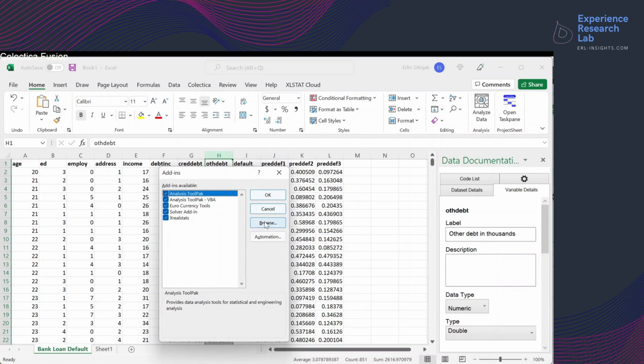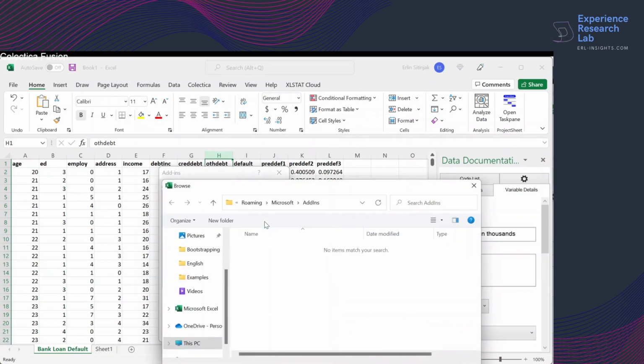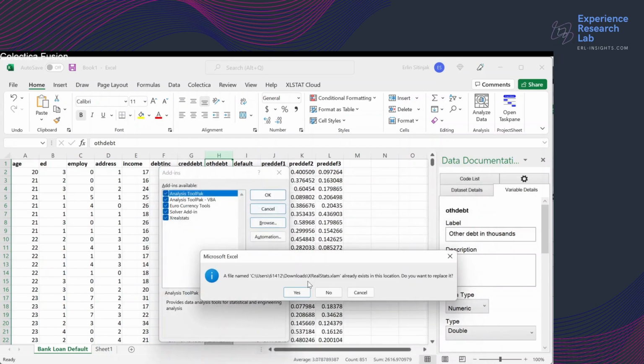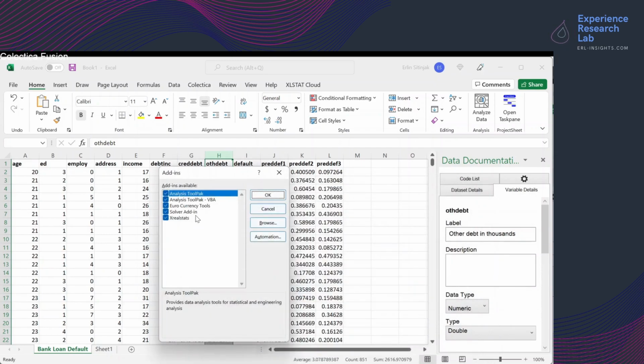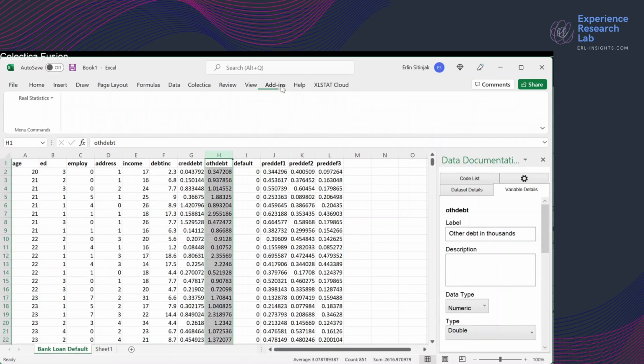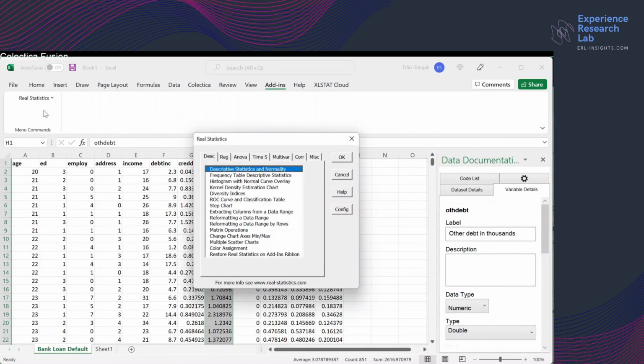And then browse for the Real Statistics pack that I have downloaded in the download folder. And then click OK. Now I'll select this XReal Statistics and click OK. Now I can start to run the analysis by clicking Add-ins, Real Statistics, and Data Analysis Tools.